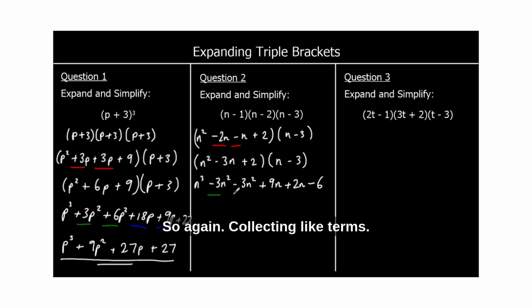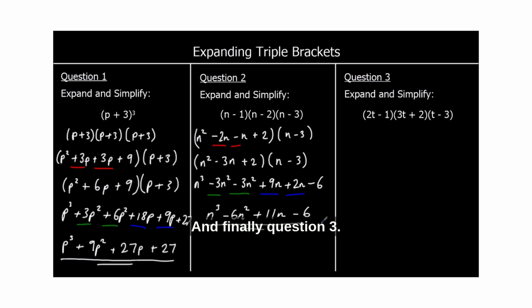So again, collecting like terms, I've got n squared terms and n terms. So I've got n cubed, I've got negative 3n squared, take away 3n squared, which is negative 6n squared. I've got 9n plus 2n, which is 11n, and I've got minus 6 on the end.